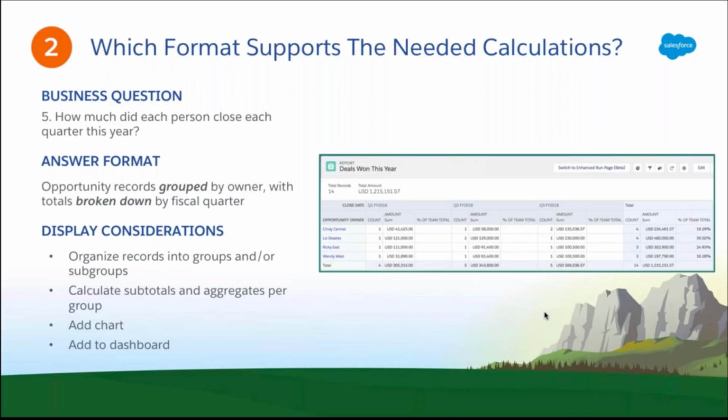Formatting the report this way, with the rows grouped by the owners and the columns grouped by when it was closed, or the fiscal quarter, will allow me to answer the fifth question that Mark had. So it looks like this is the format I'm going to have to use for my report if I want to answer all 5 of Mark's questions. So we've settled on this particular format. Let's move on to step 3 now.